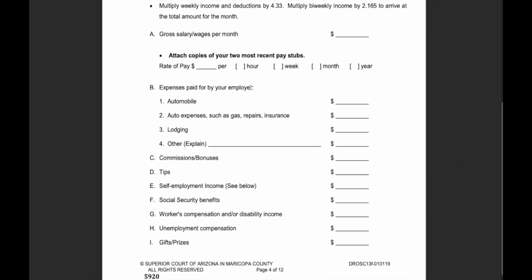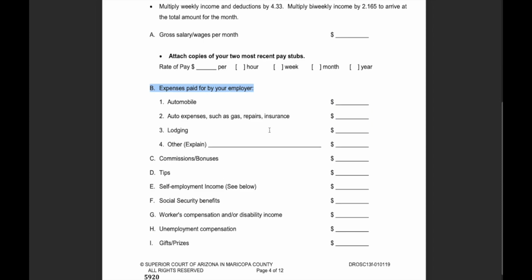Expenses paid by your employer. This does not apply if your employer is not paying any of these expenses. So if you're paying your car payment, not your employer, you're not going to list your car payment on this line. There is going to be a separate page that indicates this question. So if they are paying, these are the proper lines to fill out that information.